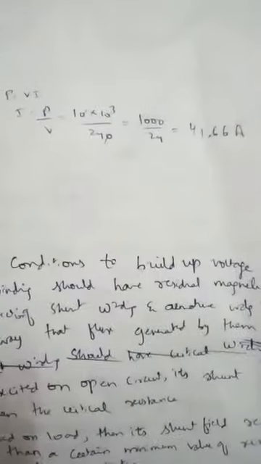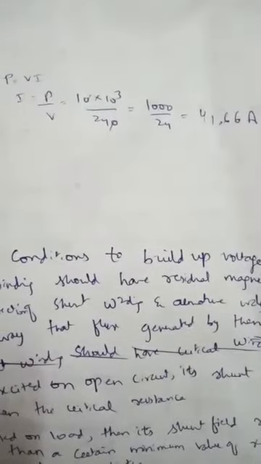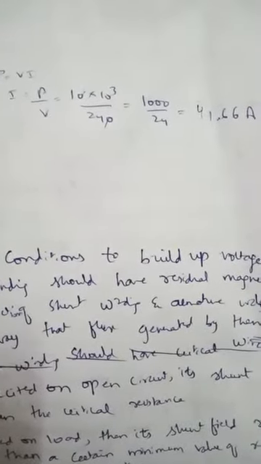Next is a numerical. A 6-pole 10 kW 240 volt DC machine is wave connected. Calculate voltage, current and power. So I calculated here. Current value is P by V, that is 10 kW is 10 into 10 power 3 by voltage 240, which is 41.66 amps.